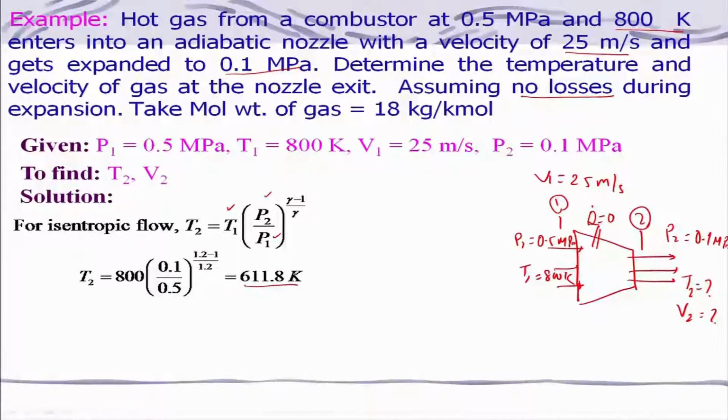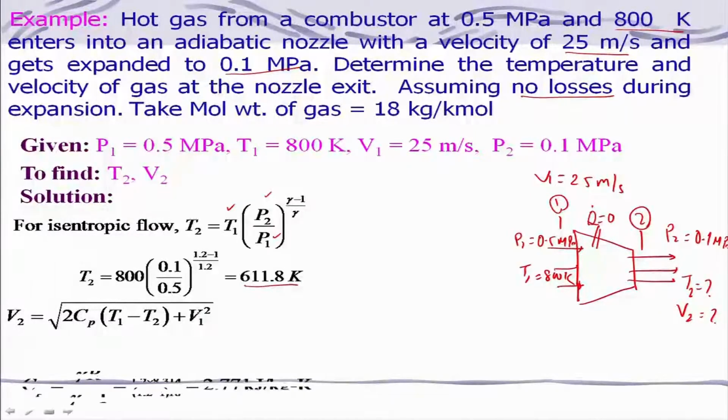And we can now find out the velocity. We will find out V2 equals root over 2 Cp (T1 minus T2) plus V1 square. Keep in mind that we had neglected in the last derivation that V1 is small or 0, but here we have retained it. So, from the energy equation we can get this.